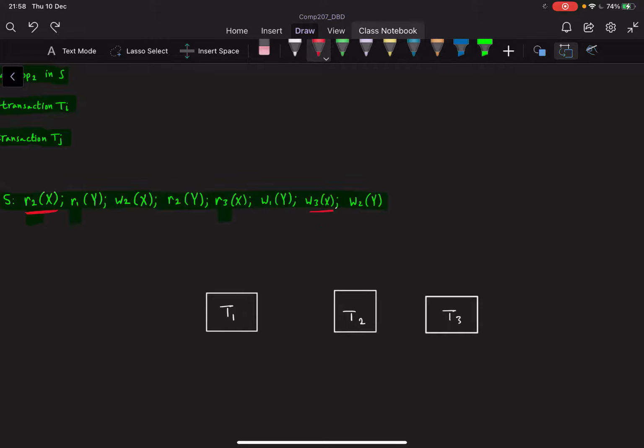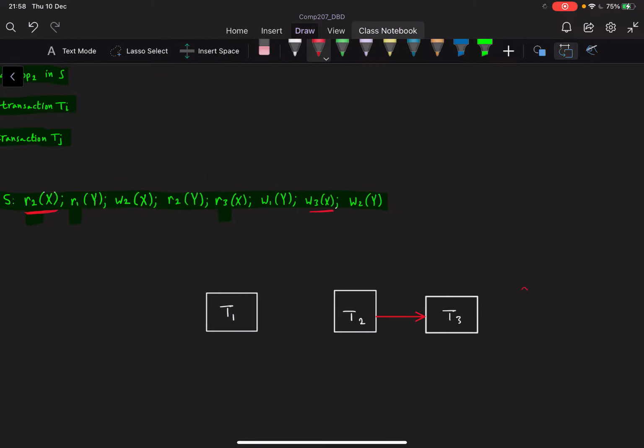So what do we do then? We simply bring an arrow and say, okay, you are conflicting. And of course, this is why we have an arrow in the direction of T3, because it's a directed graph, and it is going from transaction 2 to transaction 3, if you want to look at it this way.